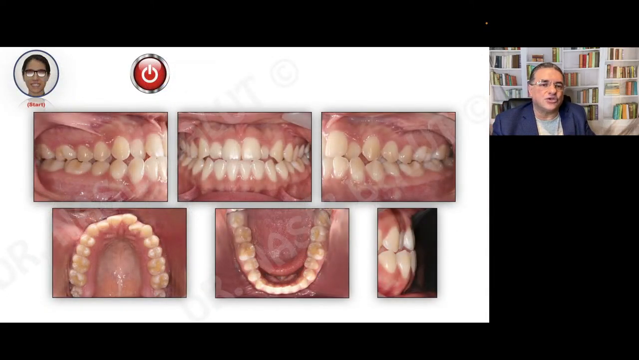Let's see her occlusion. She is in a class 3, almost full class 3 on the right side as well as the left side. She has a slight negative overjet in the anterior area. And again, I want to look at the position of this lateral. It's behind the upper incisor. So the cortical bone on this tooth is not going to be as I wish, even though the patient is young.